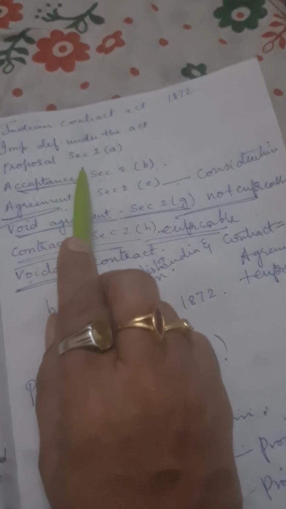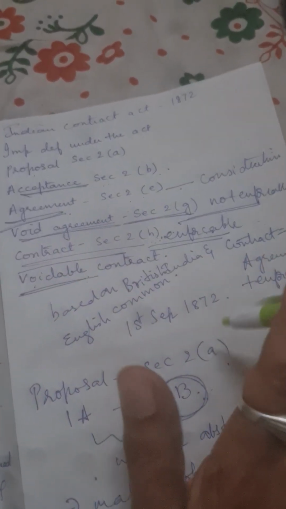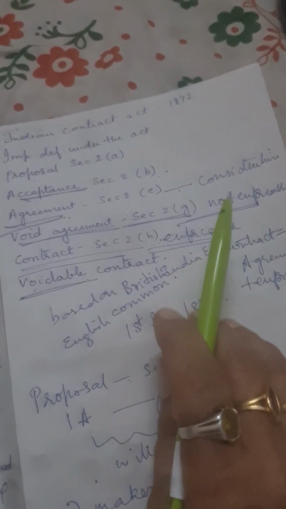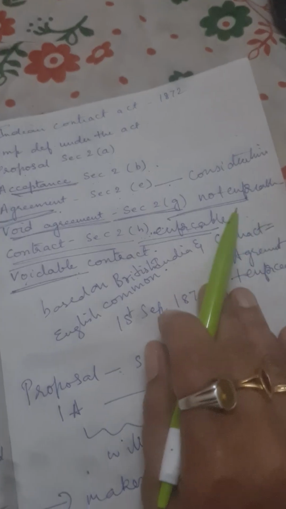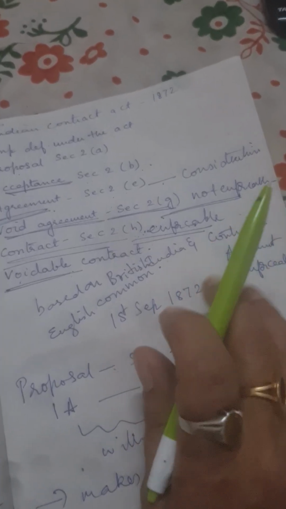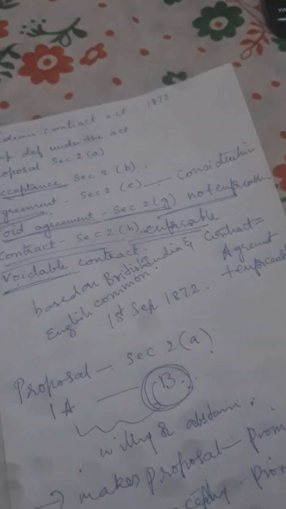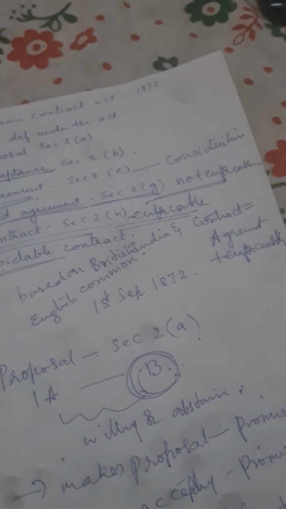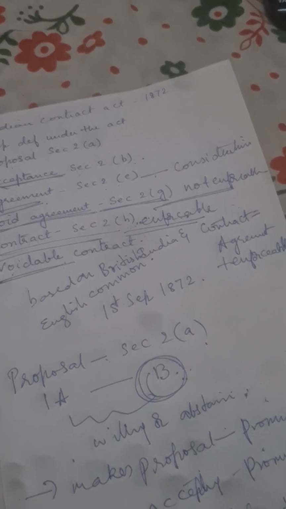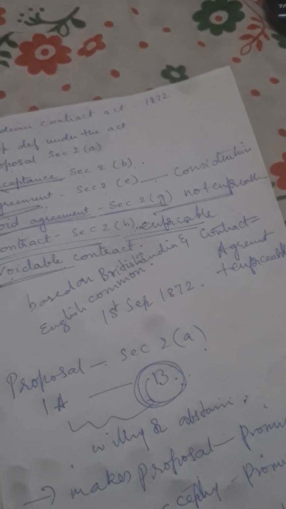Proposal we study under section 2A. When one person signifies to another person his willingness to do or abstain from doing anything with a view to obtaining the assent of that other to such act or abstinence, he is said to make a proposal. Acceptance: when the person to whom the proposal is made signifies his assent thereto, the proposal is said to be accepted. A proposal, when accepted, becomes a promise.